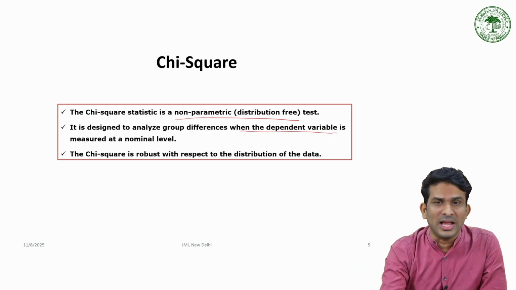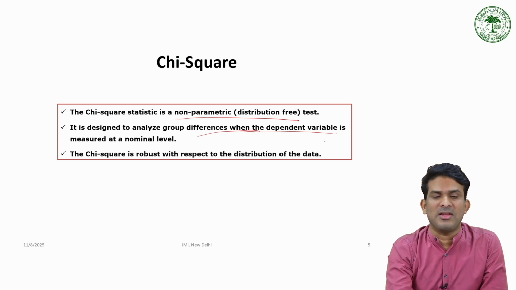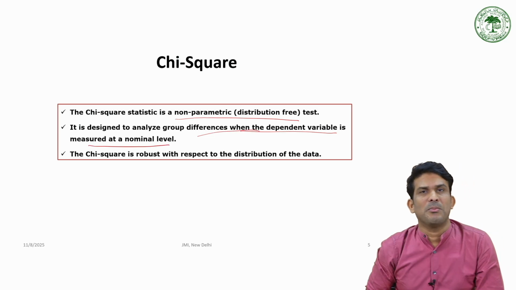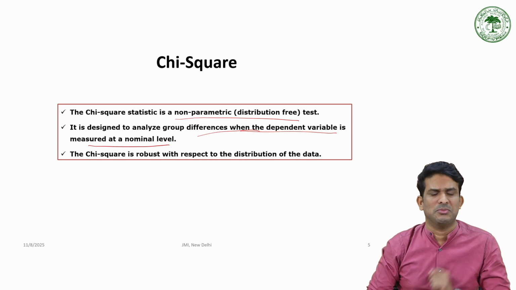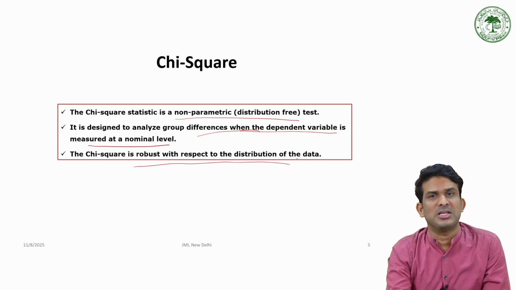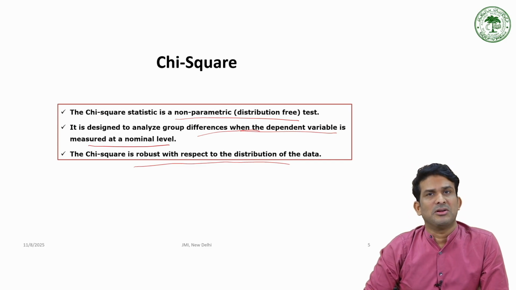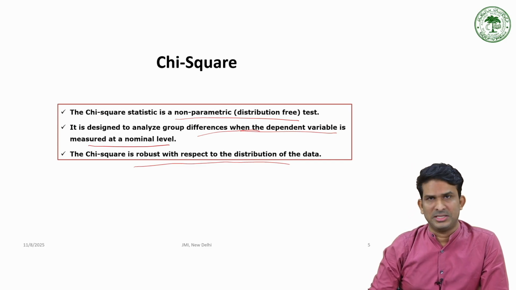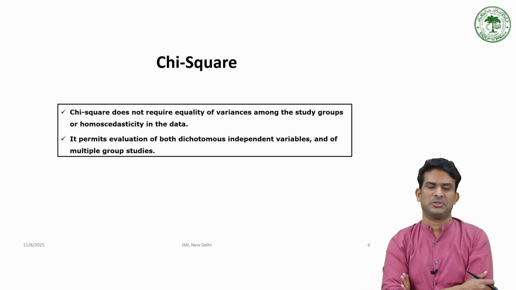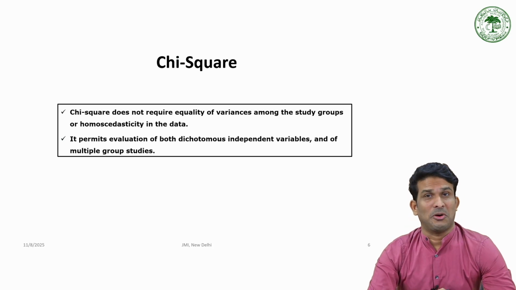Again, it is designed to analyze the group difference when the dependent variable is measured at nominal level. We have already mentioned the same thing. Yes, it is robust with respect to the distribution of data. It is one of the robust techniques when we talk about the distribution of data. These are all something about chi-square.